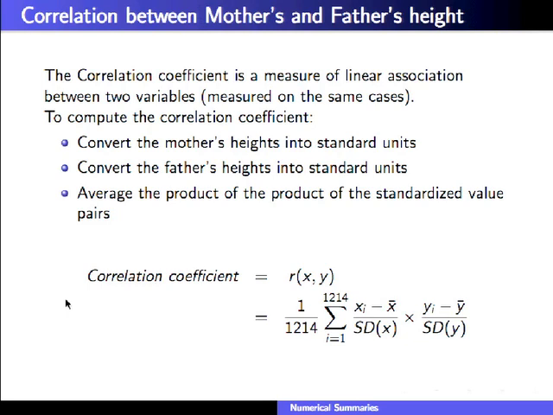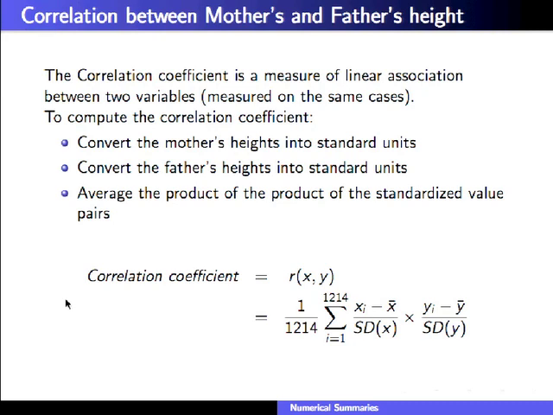And when the mother's height is above average, xi minus x bar over the SD of x will be positive. And when the father's height is above average, it will be positive. And so we're multiplying two positive numbers together. When the mother's height is below average, if the father's height is below average, we're multiplying two negative numbers together, which also turns into a positive. So if there's a positive linear association, that says above average heights of mothers tend to be associated with above average heights of fathers, and below average heights of mothers tend to be associated with below average heights of fathers, that's going to give us a positive correlation coefficient.